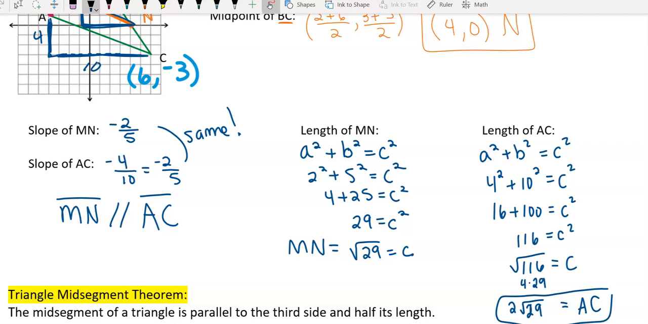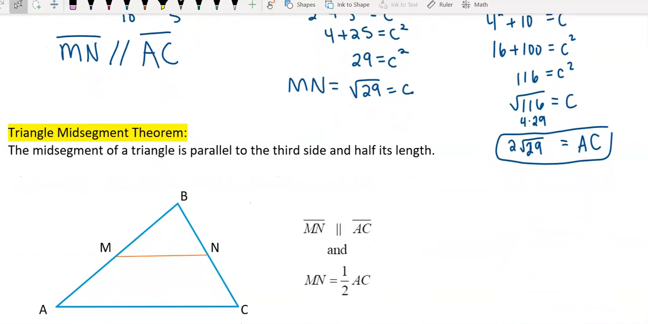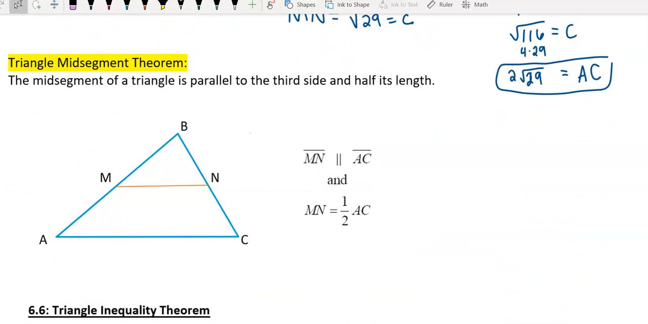So there's 2 things we just found out. When we make that mid-segment, one thing is it's parallel to the other one, and it's half as long as that other one. So I want you to jot this down. This is the theorem that we were looking for. The mid-segment theorem says the mid-segment of a triangle, so that's that MN, is parallel to the third side, side AC, and it's half of its length.